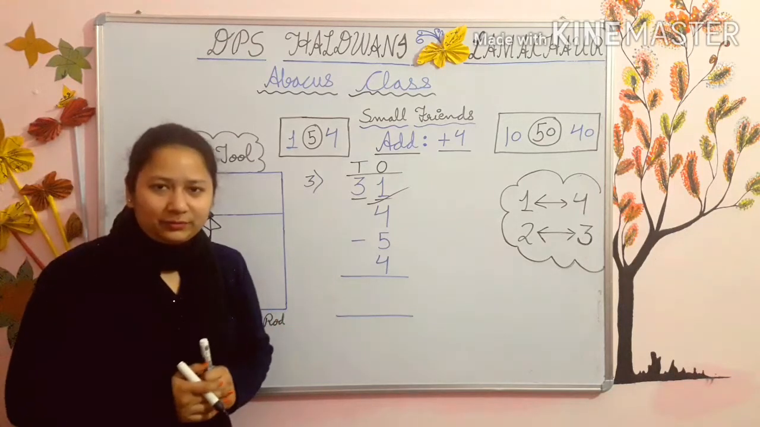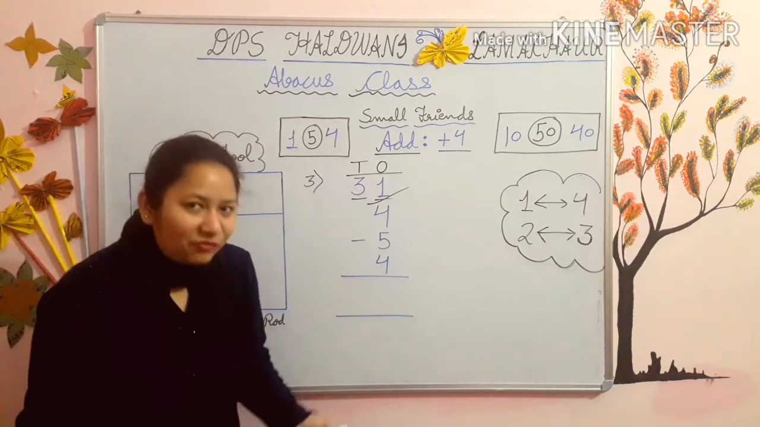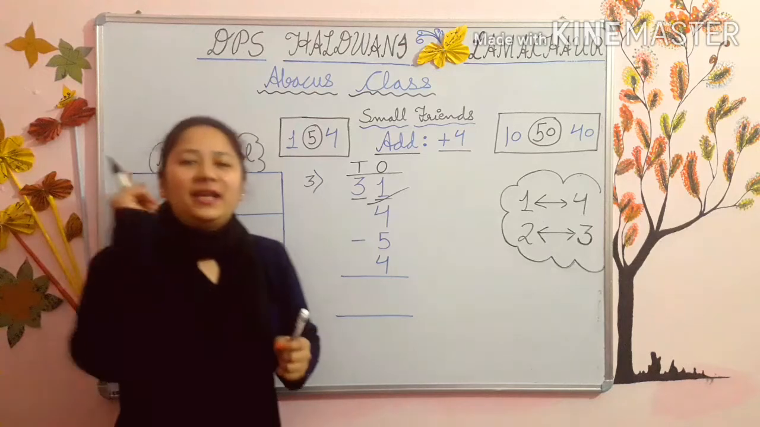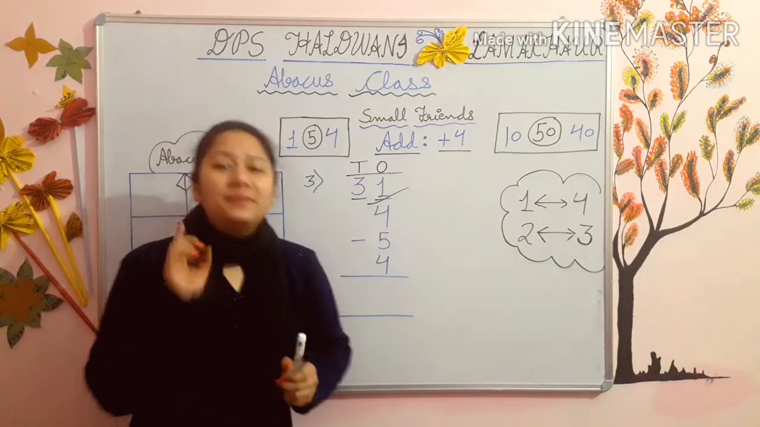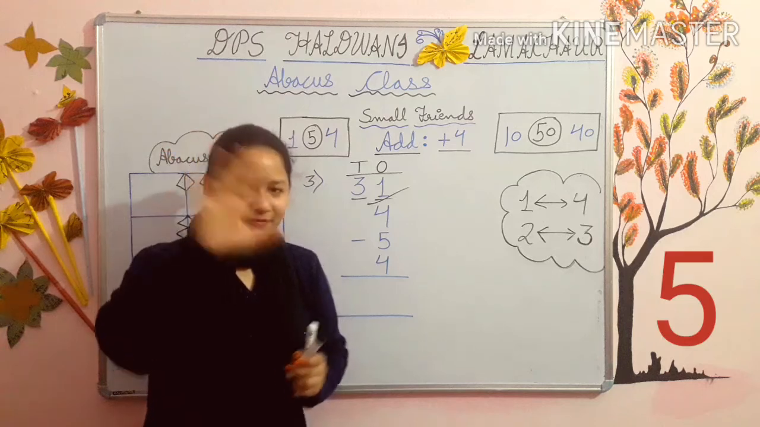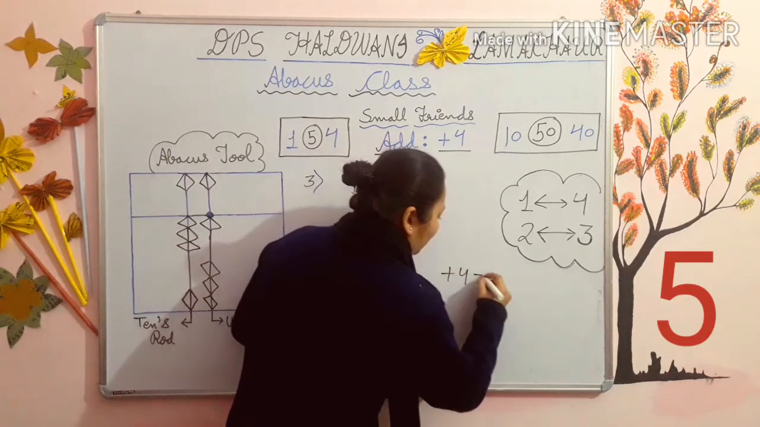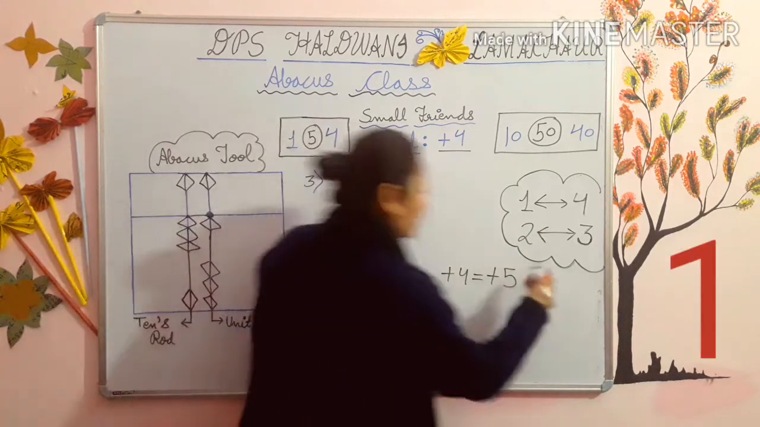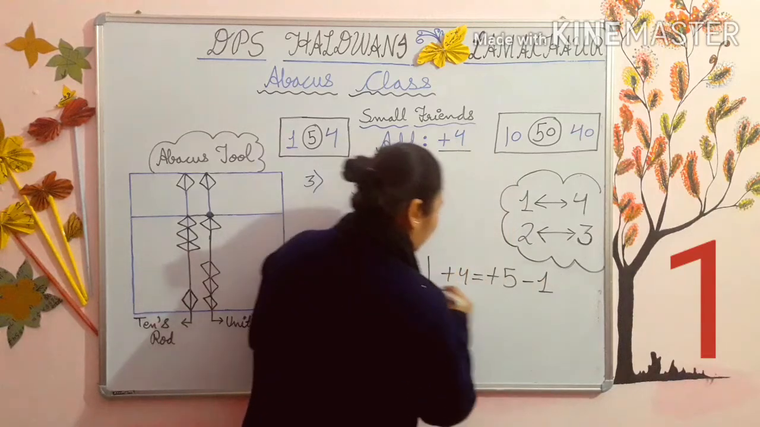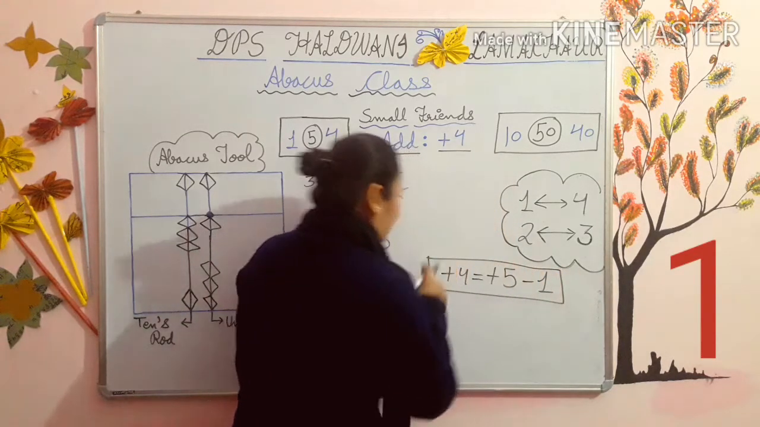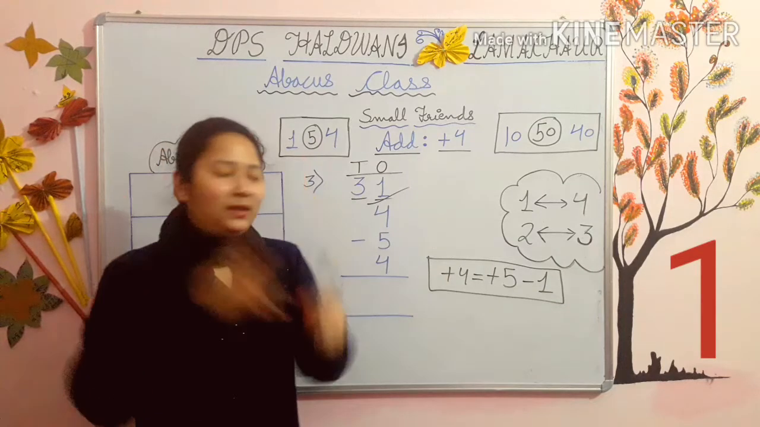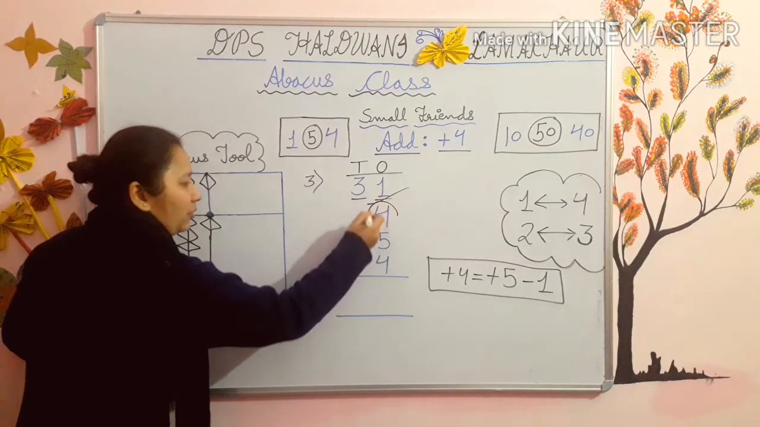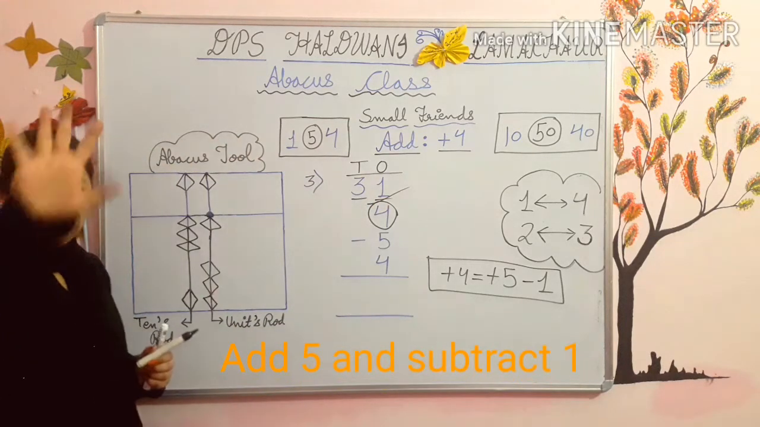So what you will do now? Same, when there is lack of bead, you take the help of small friends method. So first of all, for adding 4, first of all you have to add 5. You will add 5 and then subtract the friend. Now who is the friend of 4? The friend of 4 is 1. So subtract 1. Now for adding this 4, first of all I have to add 5.